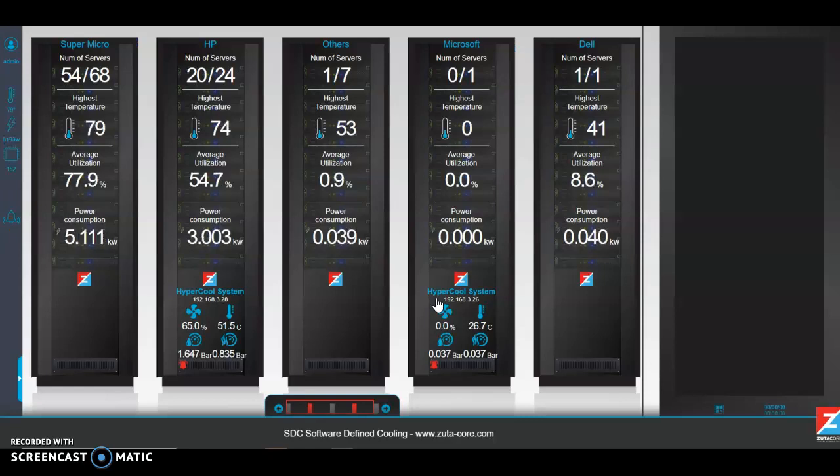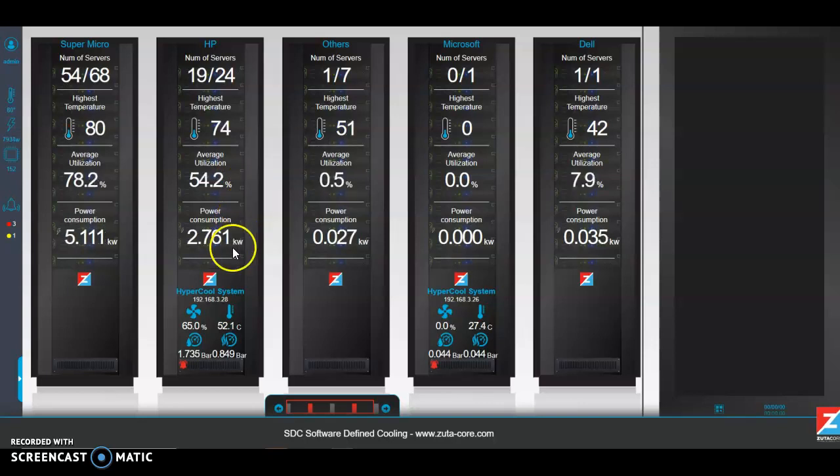In each one of the racks I have upfront information of how many servers are in this rack and how many active servers. This is 24 servers in the rack and 20 of them are active. I can see that the highest temperature of any of the CPUs in this rack is 75 degrees at the moment. I can see that the average utilization is 55%, and I can see that the power consumption of the whole rack is 2.9 kilowatts.